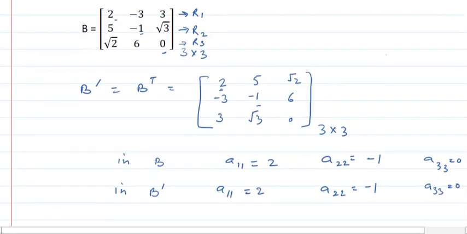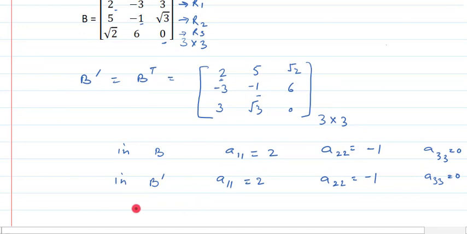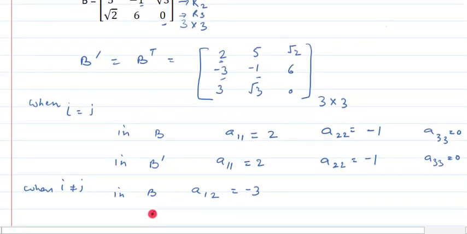Now let me take the elements in which i is not equal to j. Above, I have written the case when i is equal to j. Now let me take when i is not equal to j. In matrix B, let us write a12. The a12 element is minus 3 over here. Now let us find out where this element lies in B transpose. Clearly this element is lying over here. So in B transpose, we are getting the element minus 3 as a21.